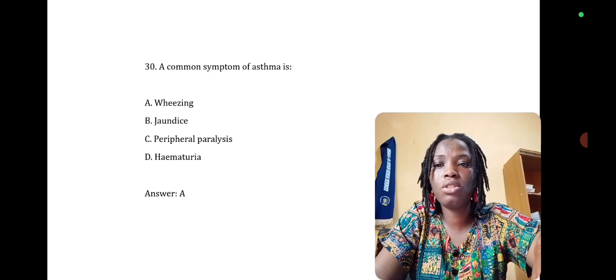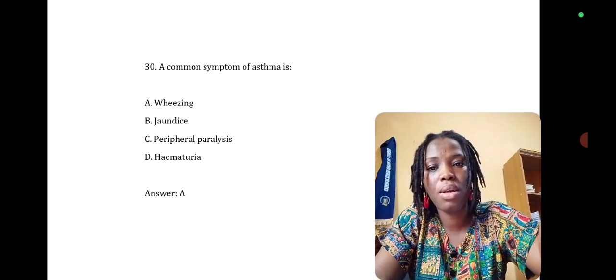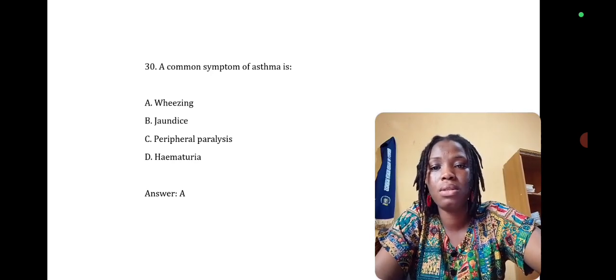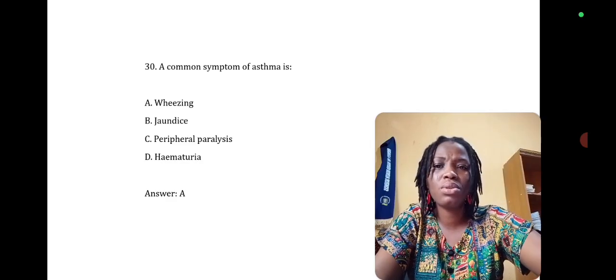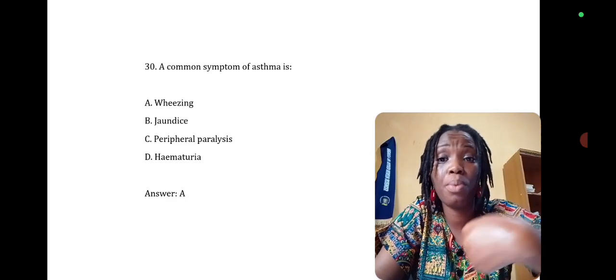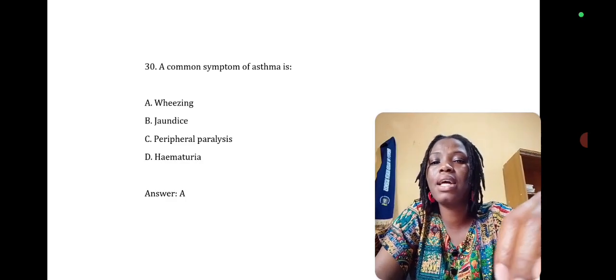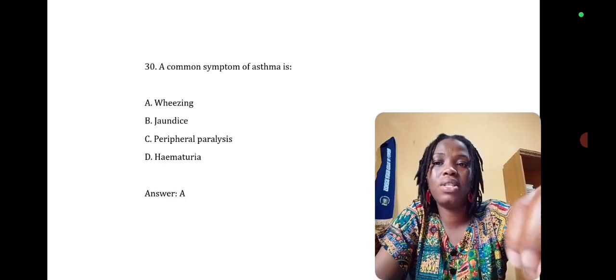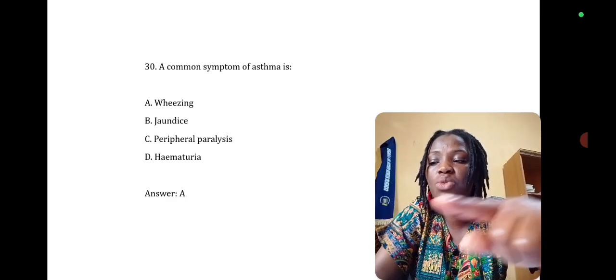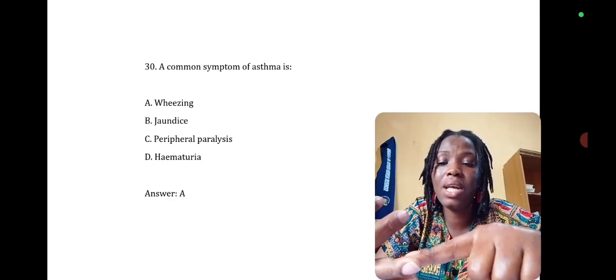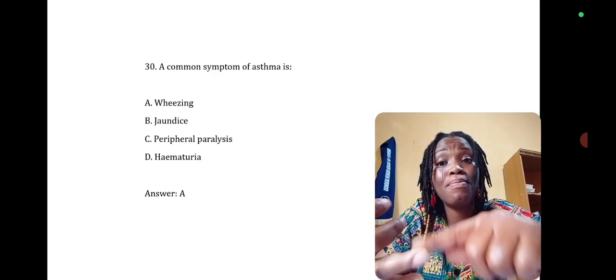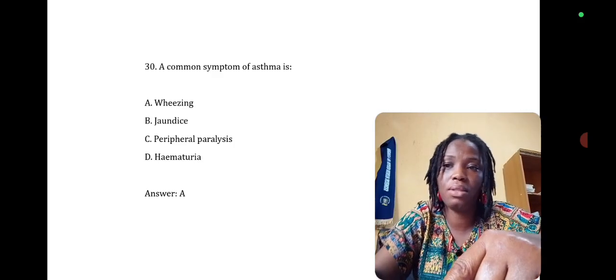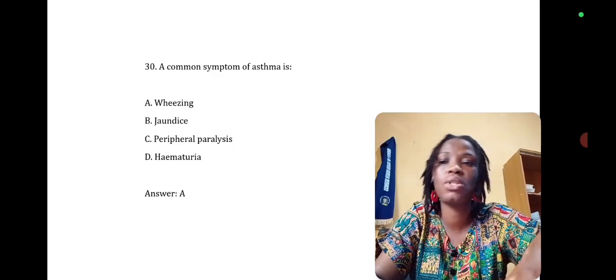30. A common symptom of asthma is wheezing. Wheezing is like a musical sound. If you put your stethoscope on the patient's chest, you will hear it like music. It's very high pitched though. So patients with asthma and patients with COPD, that's chronic obstructive pulmonary disease, do have wheezing as one of their common symptoms.